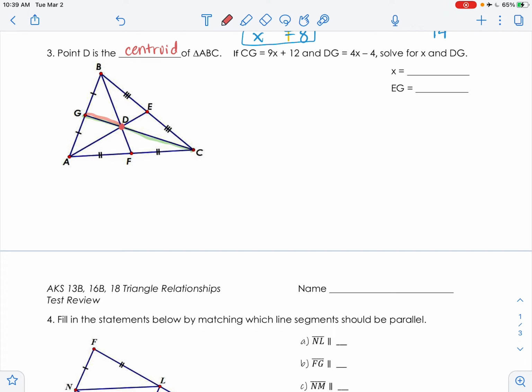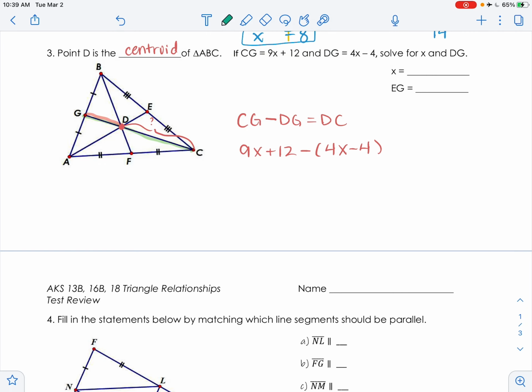Well, usually we compare the small piece of the median to the larger piece of the median. But what we have is the whole. How can we take the green section and use the pink section to find DC? DC right here is what I want to find. What I can do is take CG, the whole, and subtract DG, the small piece, and it will equal DC, the piece that we want. So to do this, I'm going to take CG, which is 9x plus 12, and I'm going to subtract DG, which is 4x minus 4.